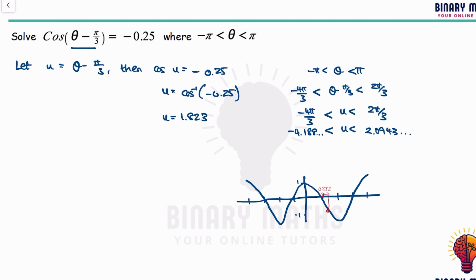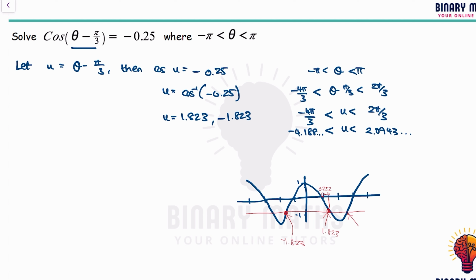That means if I draw a line going across, I need to first find this point, which is clearly negative 1.823, and that is within my range. So that is an answer, negative 1.823. Okay, now I need to find this one.